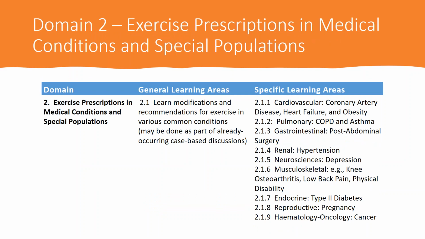Domain 2 involves exercise prescription in medical conditions and special populations. This is looking specifically at organ systems or other conditions that have good evidence that exercise may benefit. For example, during the cardiovascular organ system, the importance of cardiac rehab in the treatment post-MI or after a diagnosis of CHF, or also in the prevention of those conditions, could be stressed.